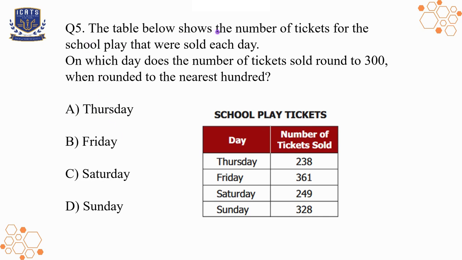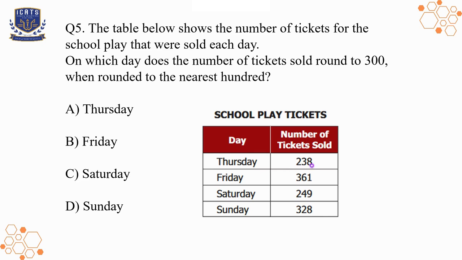Question number 5. The table below shows the number of tickets for the school play that were sold each day. On which day does the number of tickets sold round to 300 when rounded to the nearest hundred? Option A is Thursday, option B is Friday, option C is Saturday, and option D is Sunday. So our table is given to us. Now we have to round all the numbers to the nearest hundreds to find out the answer.